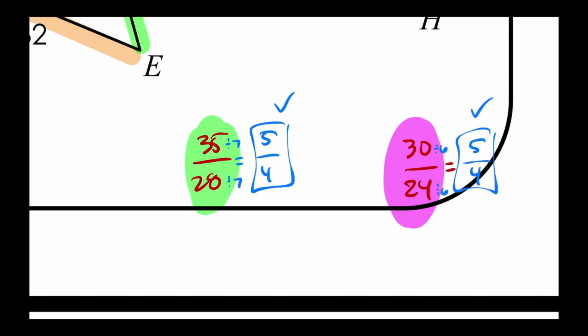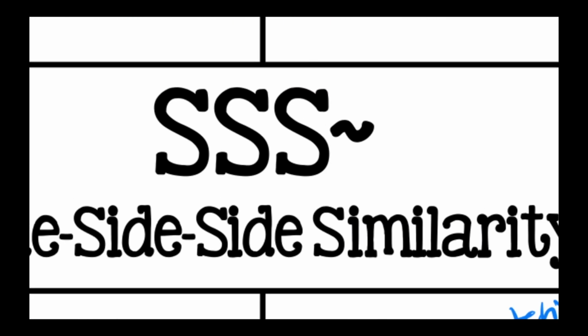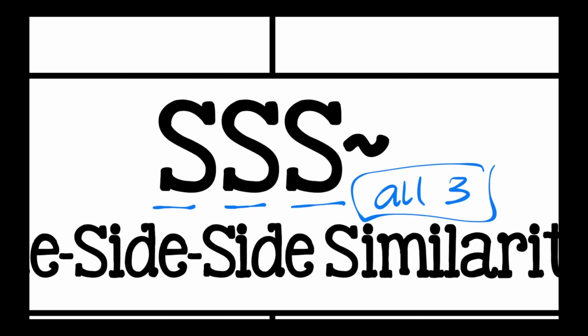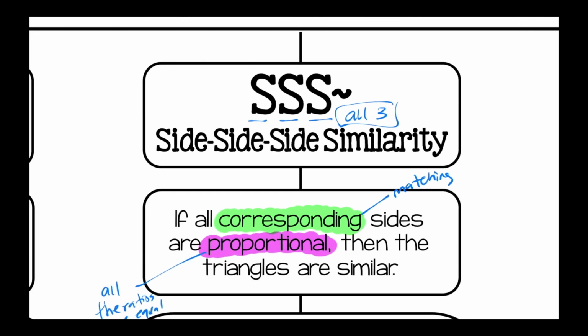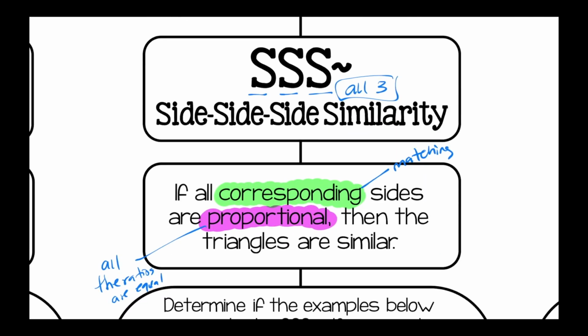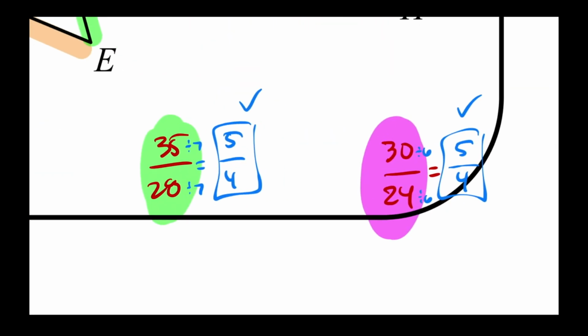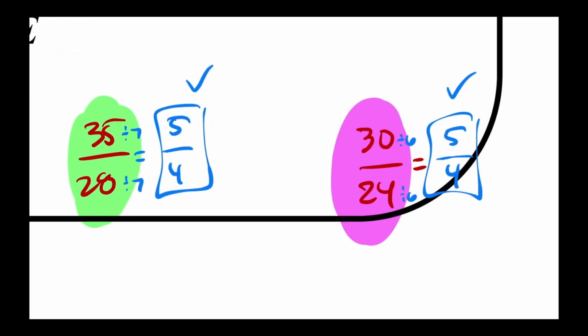No, we can't. This is not the SS similarity. This is the SSS similarity. We need all 3. Okay. That was a trick question, right? All. You see this one? All. Not just 2. All. Trick question. You tricked me, mister. Now it looks good, right? It looks like it's going to be yes, but you have to get all 3.